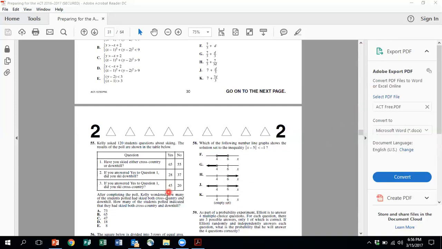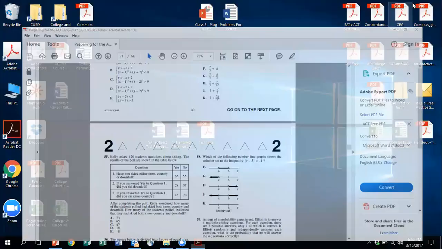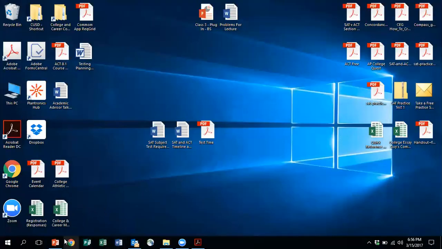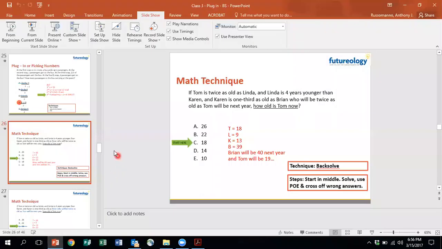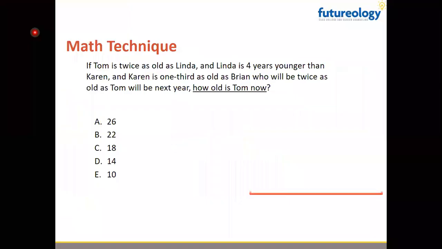All right. So, let's share my slides again. Now, I'm going to teach you another technique, guys. It's called back solving. So here's a problem. Here's another math problem. Take a look at it.